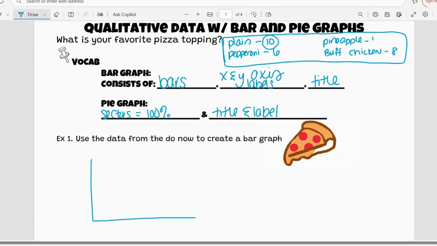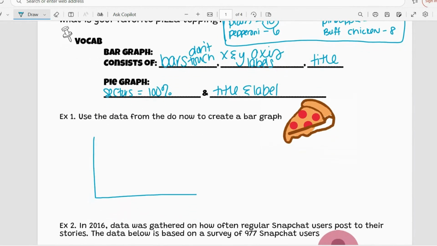The other thing, and I forgot to put this in here, is that the bars don't touch in a bar graph. There is a different graph where there are bars that do touch, and that's going to be later on in the school year. But for right now, we're talking about bar graphs, okay?